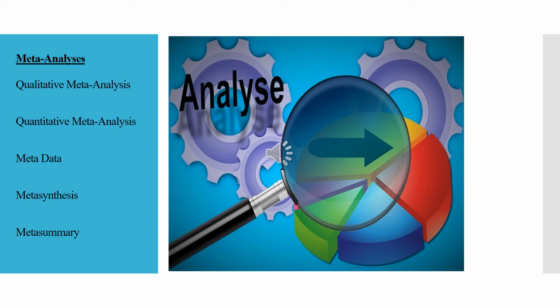Meta-summary takes a closer look at qualitative data that was summarized rather than synthesized during a qualitative meta-analysis study. Meta-summary looks at the themes instead of concepts, models, or metaphors. Metadata combines the data from various studies to be analyzed. It is an alternative to meta-analysis.